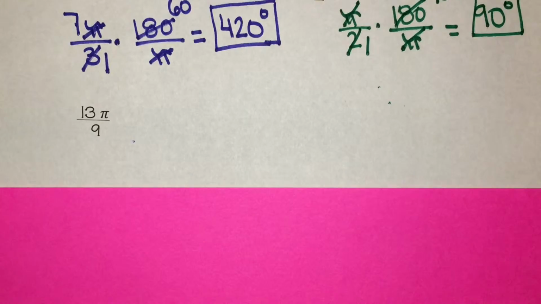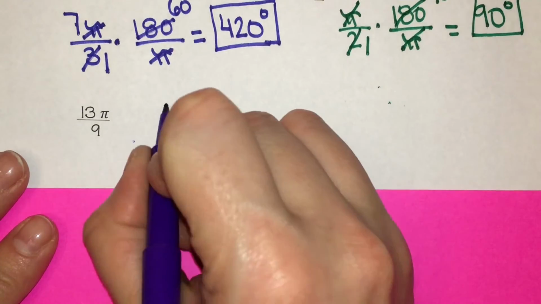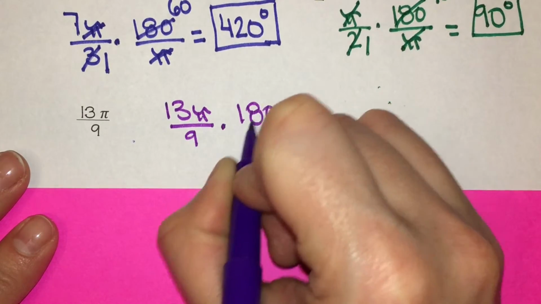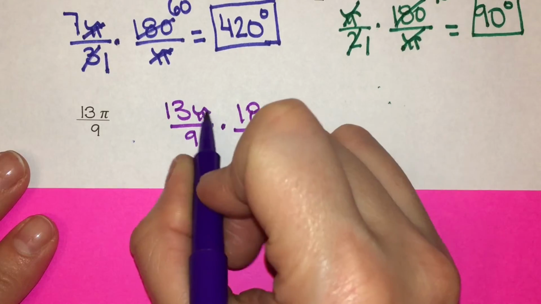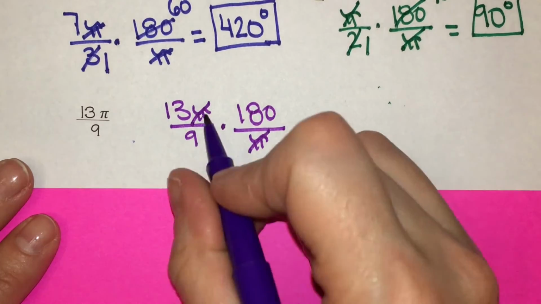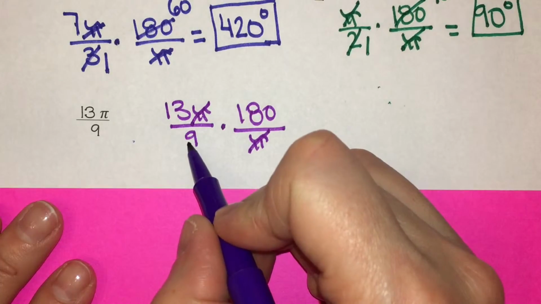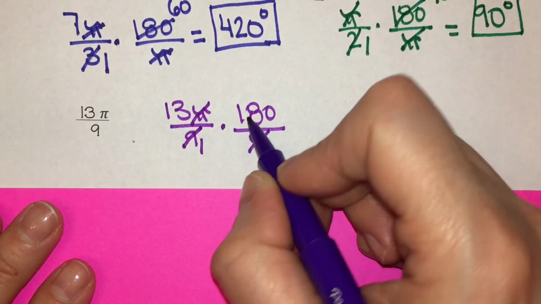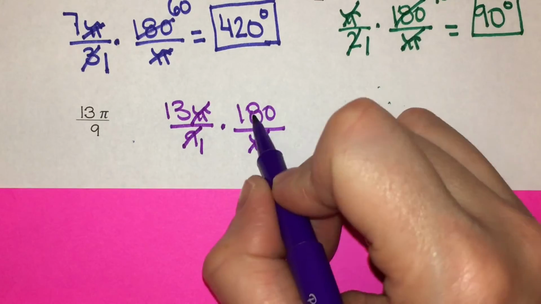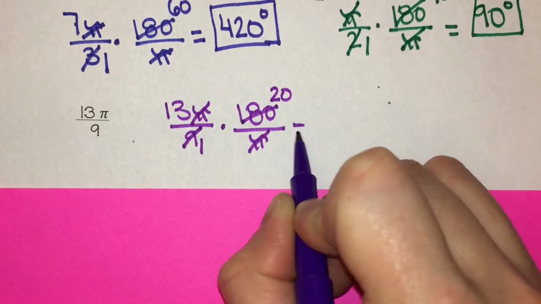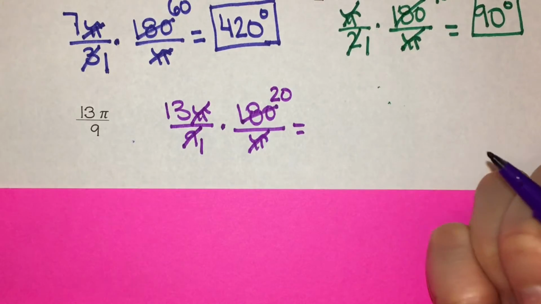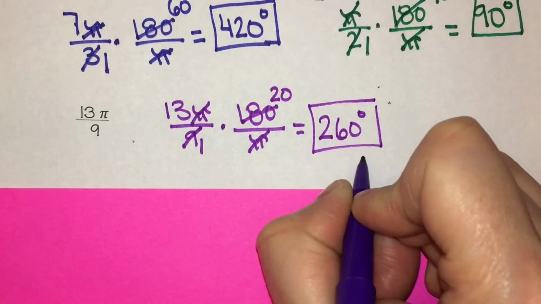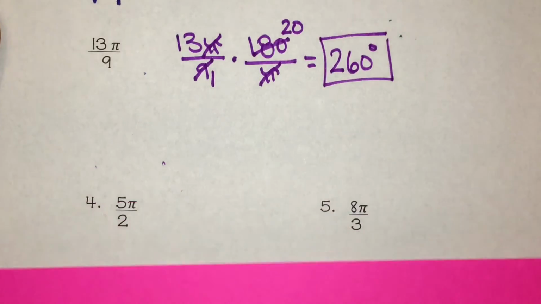All right, 13 pi over 9. So 13 pi over 9 times 180 over pi. Looking diagonally, the pi's cancel each other out. Pi divided by pi is 1. I know that I can divide 9 and 180 by 9. 9 divided by 9 is 1. And 180 divided by 9 is 20. I'm going to multiply straight across. 13 times 20 is 260 degrees. And again, it'd be over 1, which is still 260 degrees.